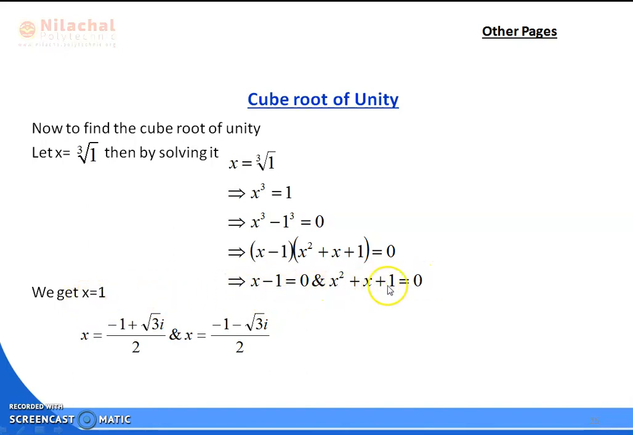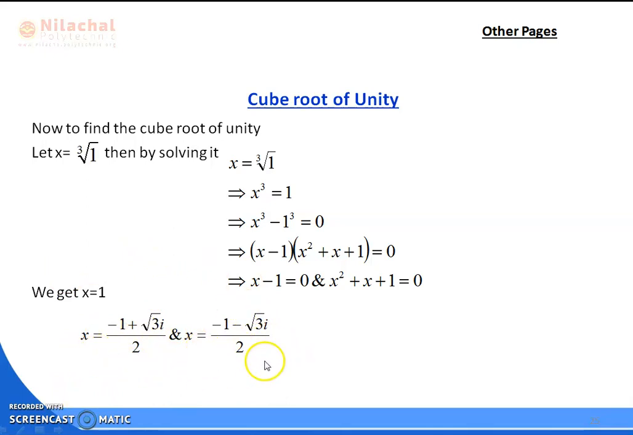From the second factor, this is a quadratic equation and we will apply the Sridhar Acharya formula, and we will get two values. One is (minus 1 plus root 3 i) by 2 and another value is (minus 1 minus root 3 i) by 2. So in total there are 3 roots, 3 solutions. One is 1, another is (minus 1 plus root 3 i) by 2 and the third one is (minus 1 minus root 3 i) by 2. These are known as cube roots of unity.